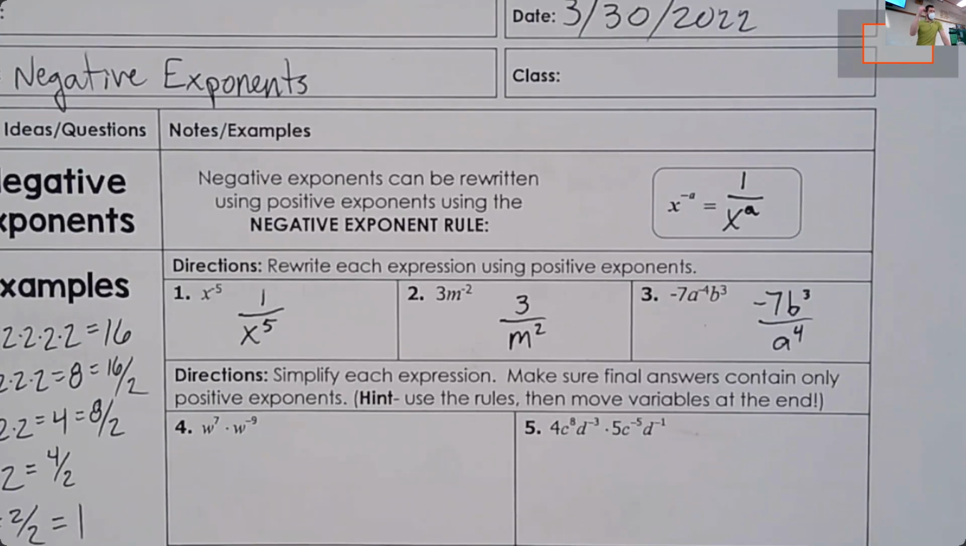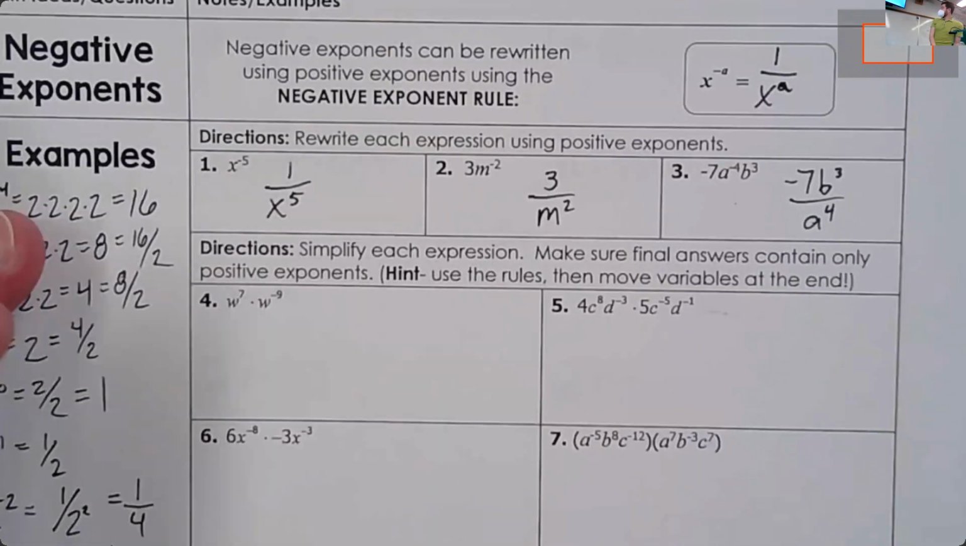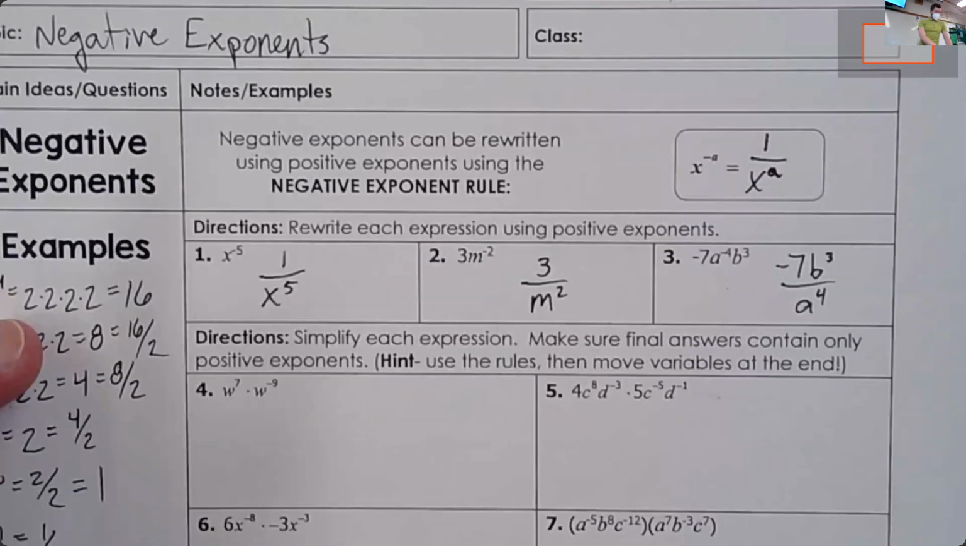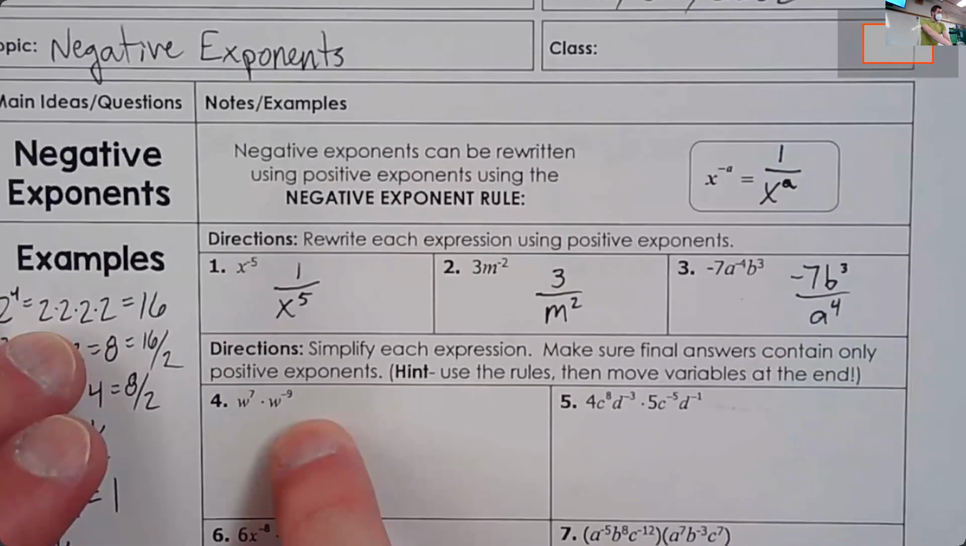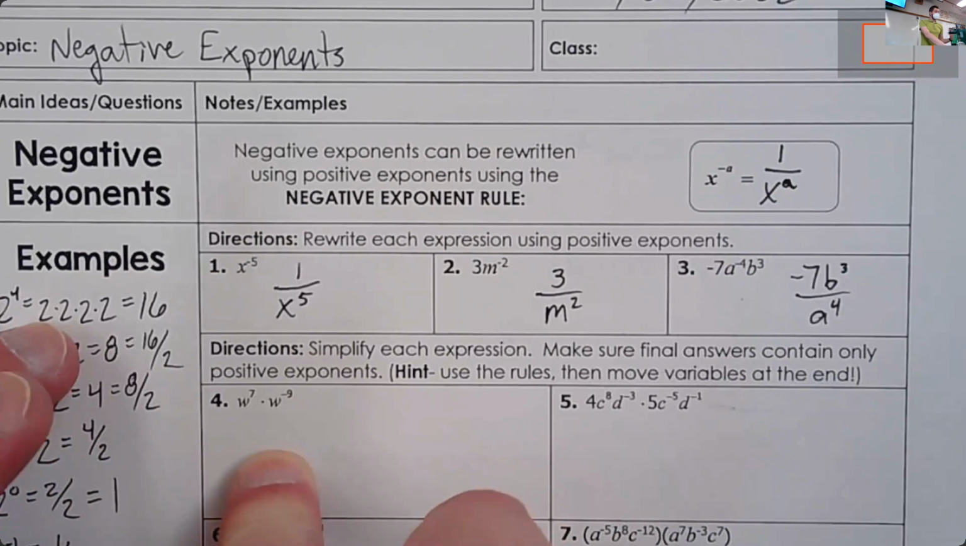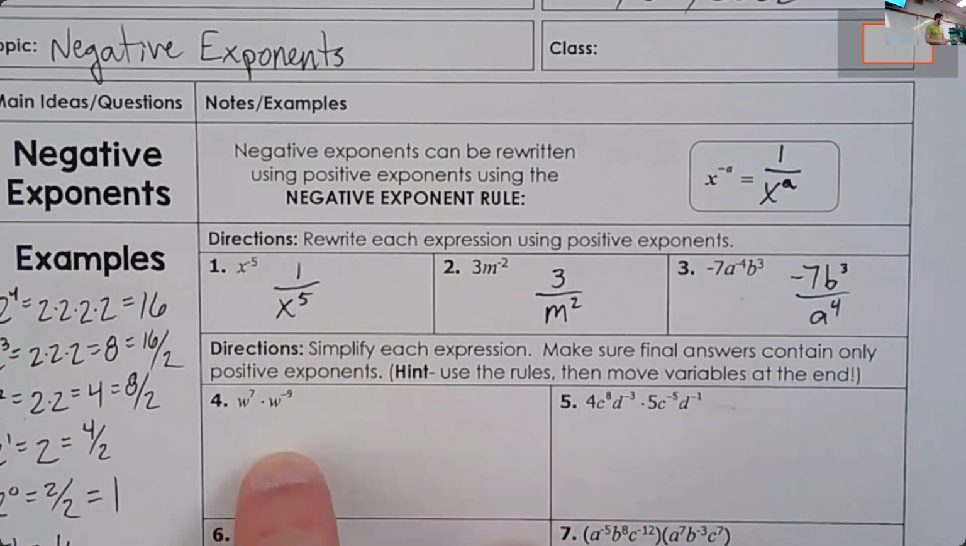Like use combining like terms. Use the product rule, the power rule, the quotient rule. Use all of those things first. Then at the end, if you have any negative exponents in your final answer, then move things from top to bottom or from bottom to top. So like on this one here, number 4, we're not going to move the W to the -9 to the bottom right away. What we're going to do is just go ahead and use the product rule.